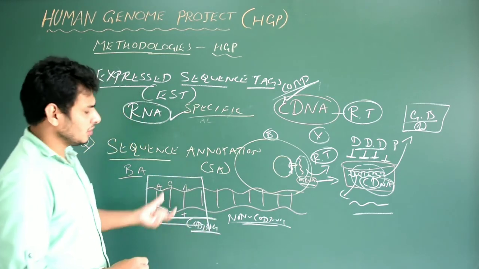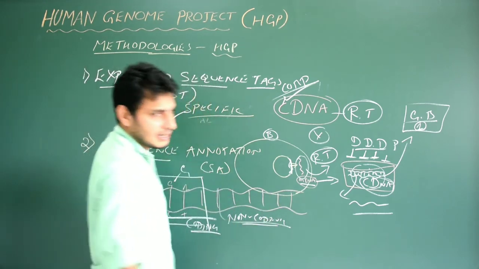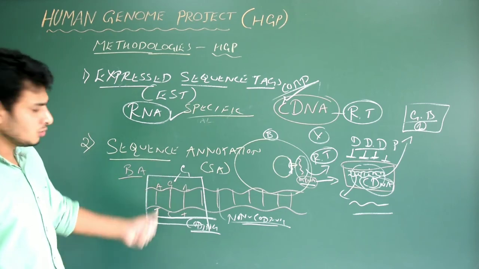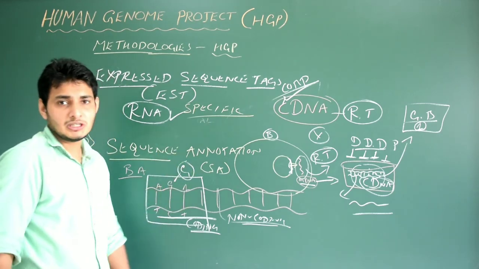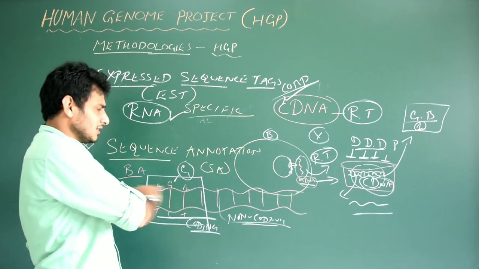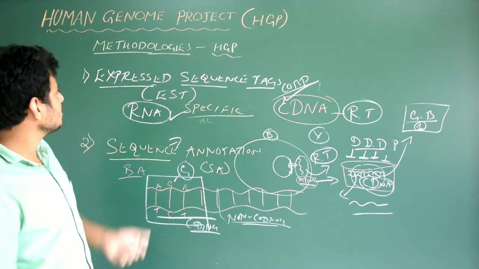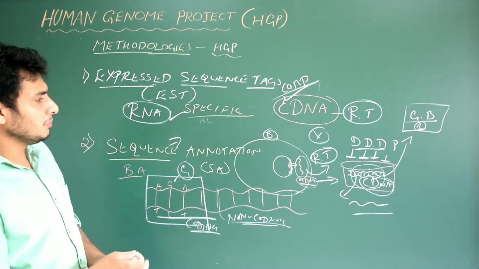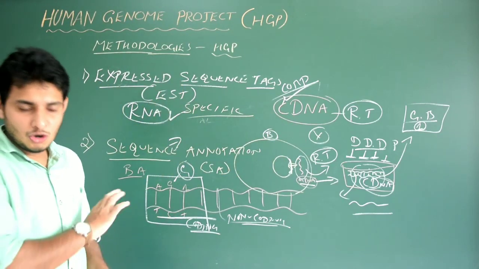Later you need to assign the function. Then you need to mark, okay, this coding segment is a gene, this non-coding segment is not a gene, like that. Assign the function to the DNA segment, that is as genes. That is sequence annotation. It's very lengthy, so I will not explain each and everything. Just remember the definition of it. Okay. So that's all about the methodologies of HGP. Please note cDNA also comes under expressed sequence tags. Hope you understood this.